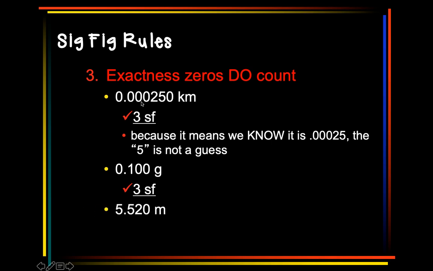These were just placeholders. Let's try one more, 5.520. All right, so these are all non-zeros. This 0 is not a placeholder. It doesn't move the decimal. It's at the end of a measurement after a decimal. This is 1, 2, 3, 4. This 0 makes the measurement more specific, more exact. So it's an extra sig fig, 1, 2, 3, 4. Okay, so non-zeros count, placeholders don't count, exactness zeros do count. Those are the 3 sig fig rules.